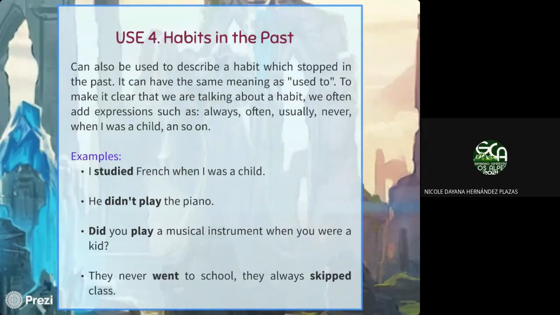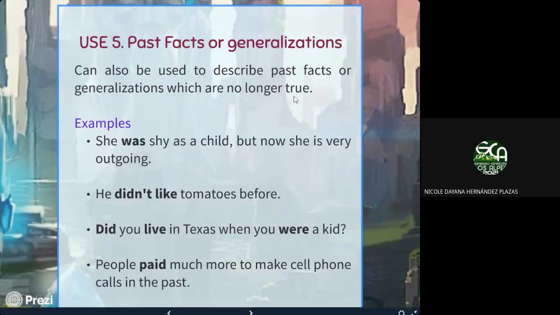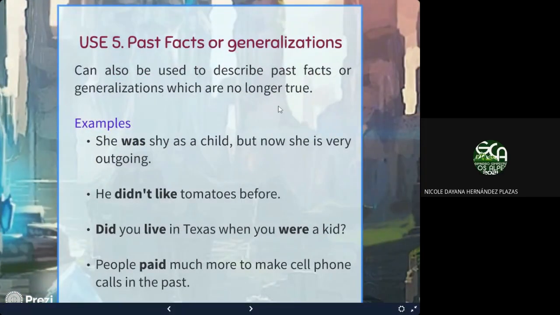Almost finished, I promise. And use number 5. 5 uses per each one. Easy peasy. Oh my God, don't look at me in that way. This is just to make it easier.